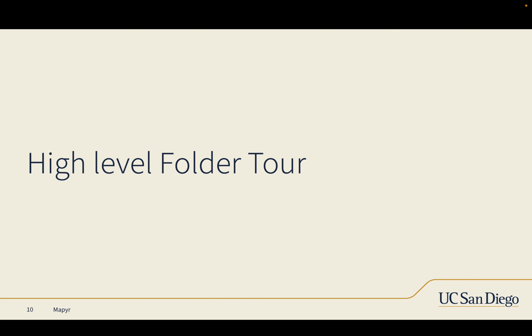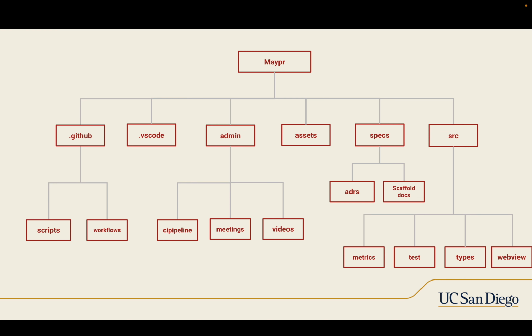Let me give you a high level folder tour of our repo. At the top level of the project, the .github folder contains our CI/CD workflows, automation scripts, and pull request template. The .vscode folder includes debugging configuration, which is used during local development. The admin folder stores sprint reviews, retrospectives, and project management documentation. Assets contain relevant images and screenshots which are used for presentations and documentation.